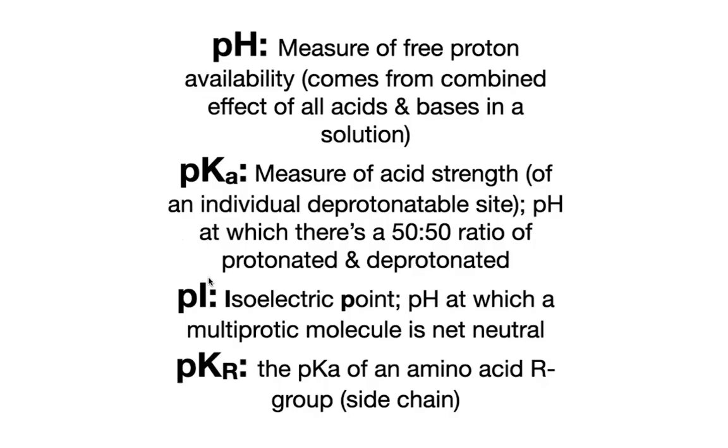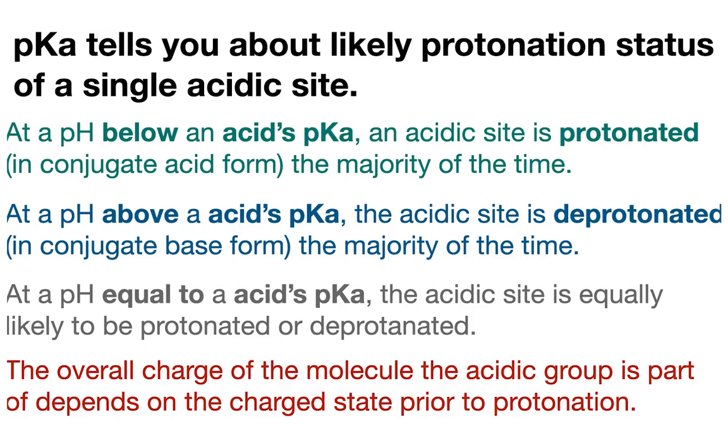The pH is a measure of free proton availability. It's a measure of the solution, and it's going to be the combined effects of all the acids and bases in the mixture. The pKa, that's the measure of an individual acid site strength. So an individual deprotonation site will have a pKa. And the higher that value is, the weaker the acid, the lower it is, the stronger the acid. It represents the pH at which half of it is protonated and half of it is deprotonated.